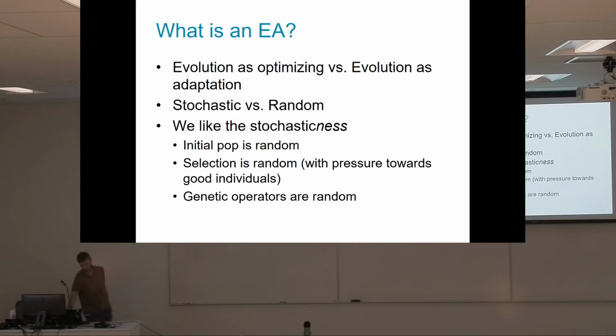Initial population is random. Selection is random with pressure towards good individuals. Genetic operators are random, how we make the changes. There's a lot of randomness involved.